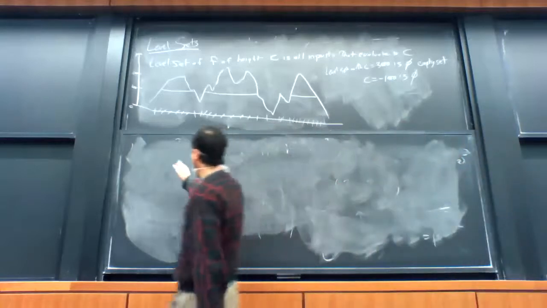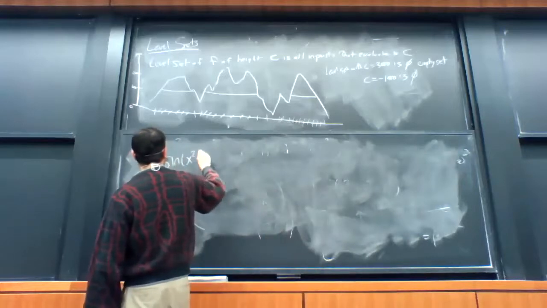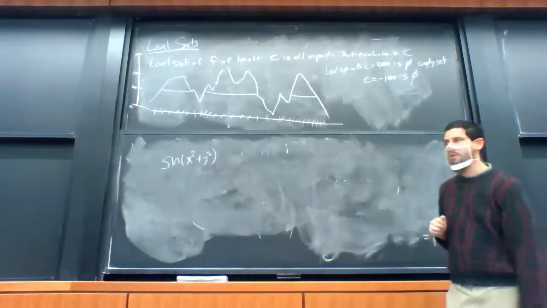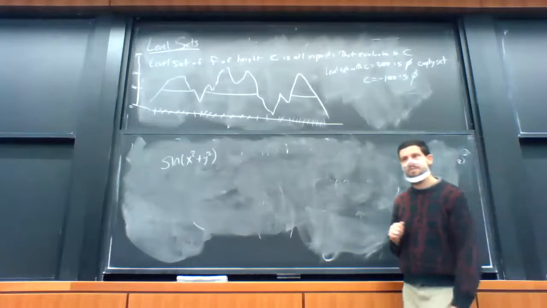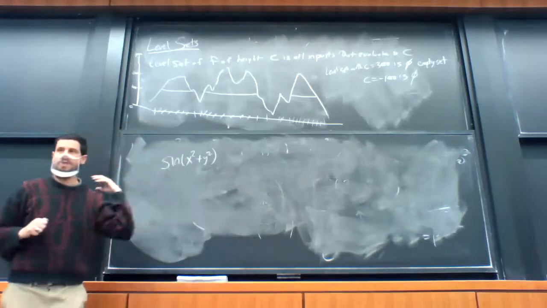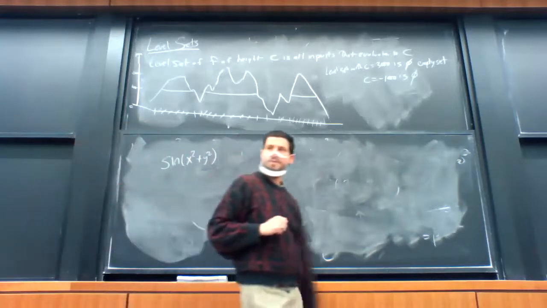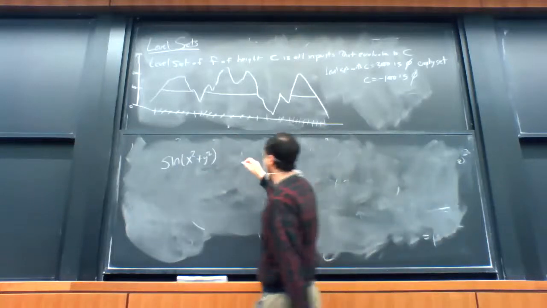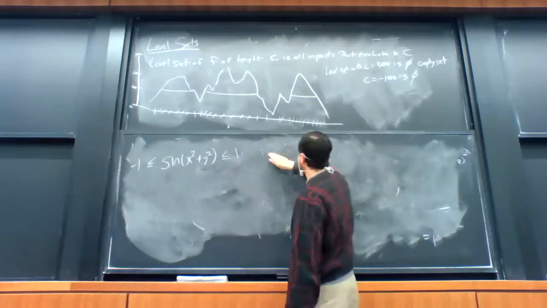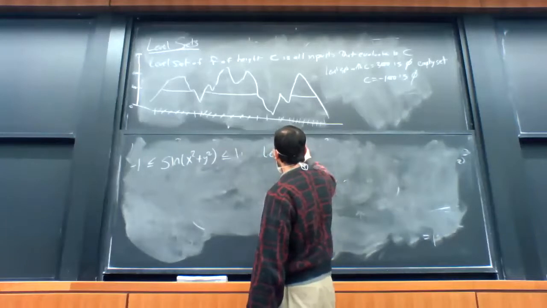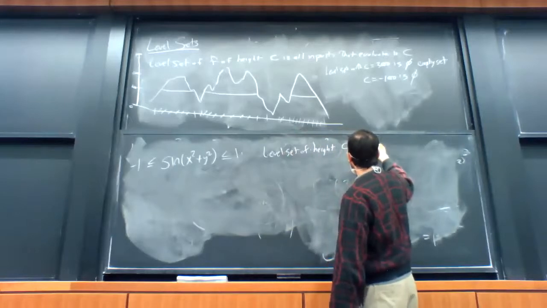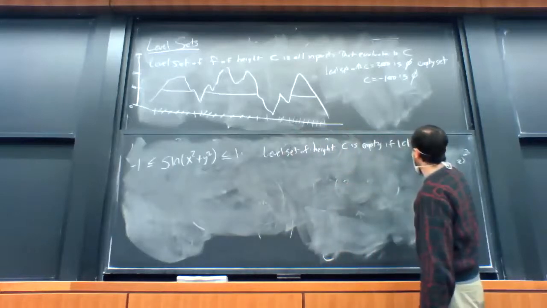Let's say I give you the sine of x squared plus y squared. What can you tell me about where the values of sine of x squared plus y squared live? What can you tell me about values of sine? Between minus 1 and 1. So the level set of height C is empty if the absolute value of C is greater than 1.